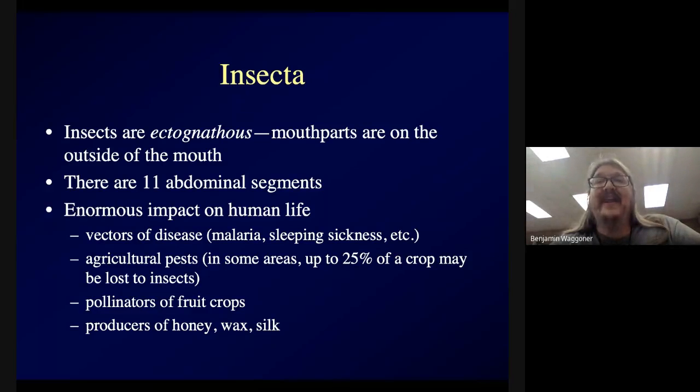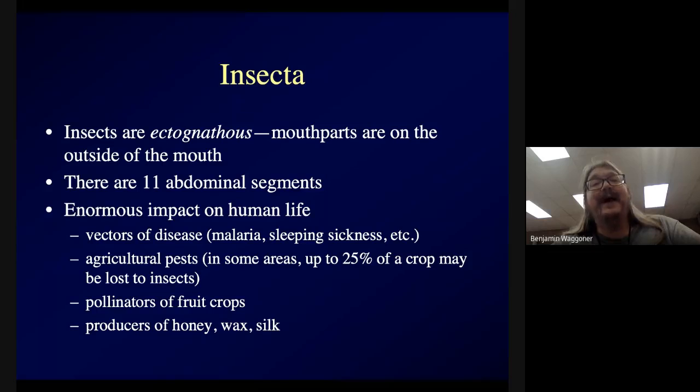Insects always have 11 abdominal segments, although not all of them are visible from the outside because some of them are kind of turned inwards. The segments that bear the genitals may be kind of tucked in like that. But if you trace the way that they develop, there's always 11.